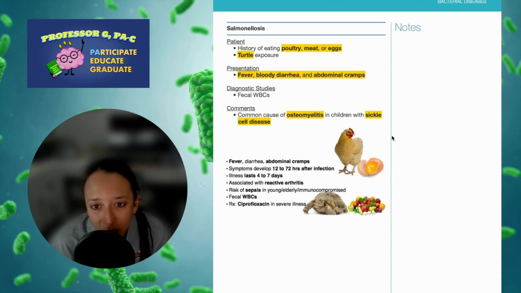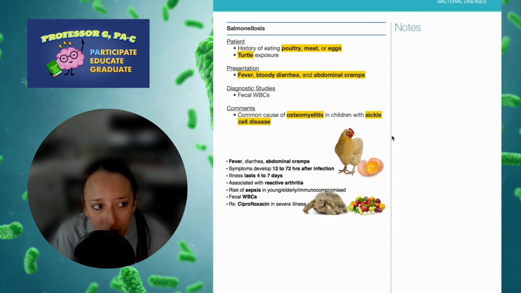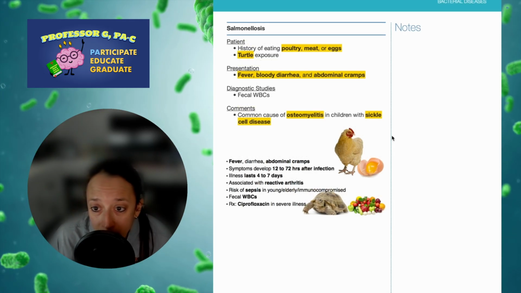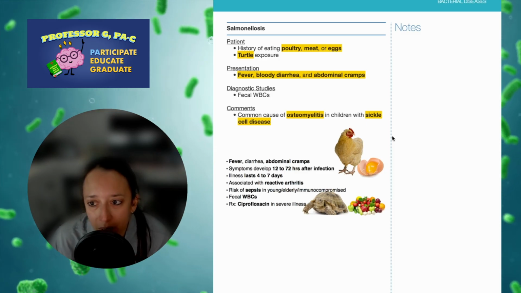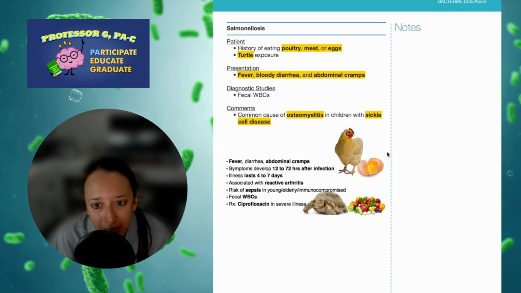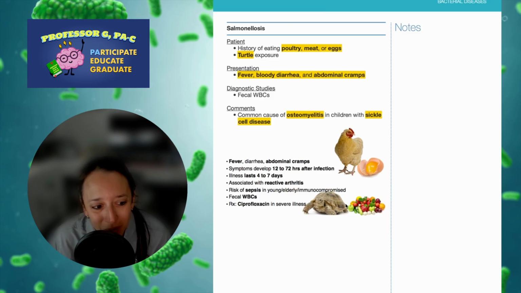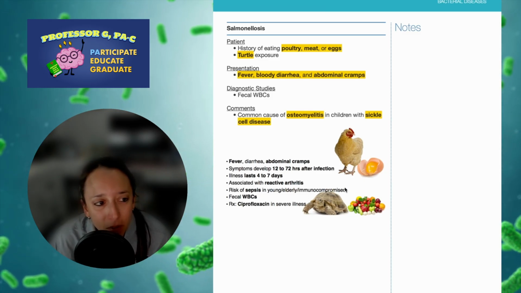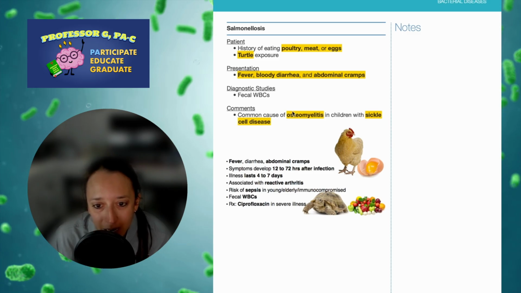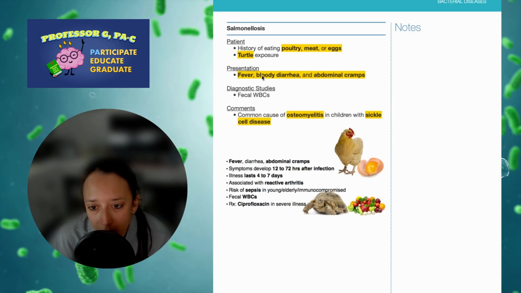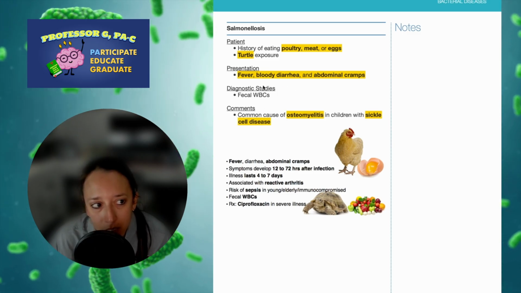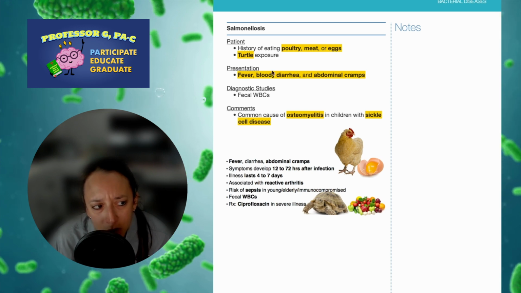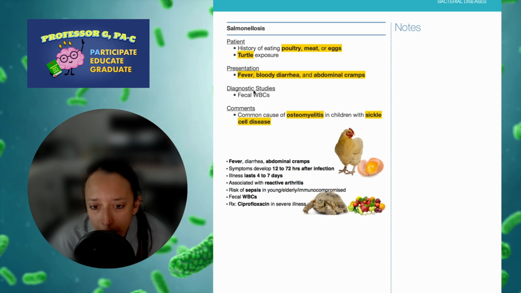All right, so moving on to salmonellosis. This is caused by the Salmonella species. It's often transmitted via poultry, eggs, or meat, and occasionally from turtles, the cute household pets, Ninja Turtles. So presentation, we're going to see fever, bloody diarrhea, abdominal cramping, and the diagnosis is usually made by fecal WBC, so high WBC count, and that's usually associated with the bloody type of diarrhea.